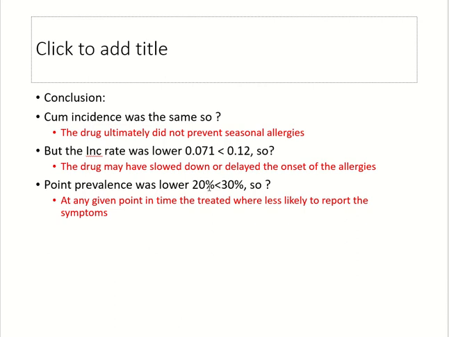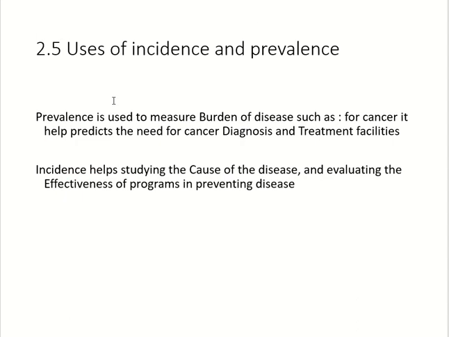Also, the point prevalence was lower in the treated versus the non-treated. Meaning at any given point in time, in the treated arm, you would have fewer patients with the symptoms than the non-treated. So that's an interesting example where even though ultimately there was no difference, everybody developed the symptoms, the way the spread was different and the prevalence was different.